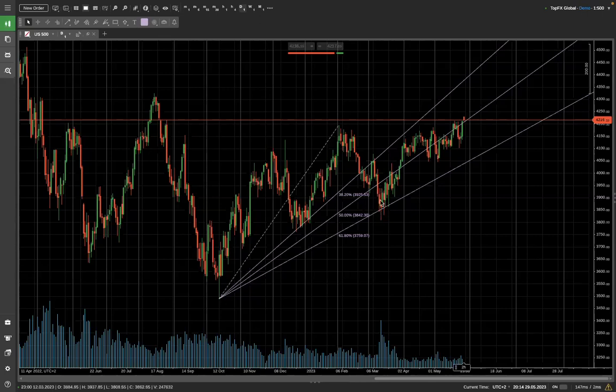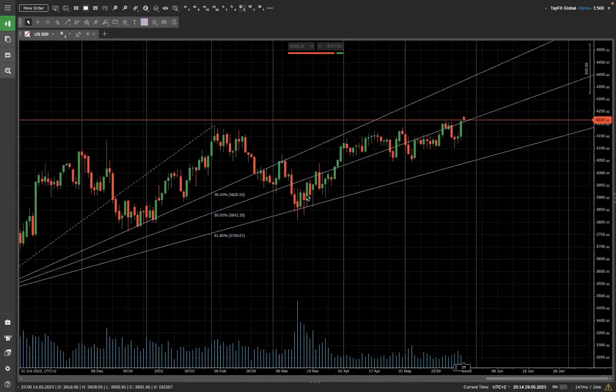Perfect bounce from 61. Then we try to go lower, candle close above 61. Try to go lower, candle close above 61, and then we have the price movement to the upside. It means that 61% again worked, again hold the bearish pressure, as you can see here.